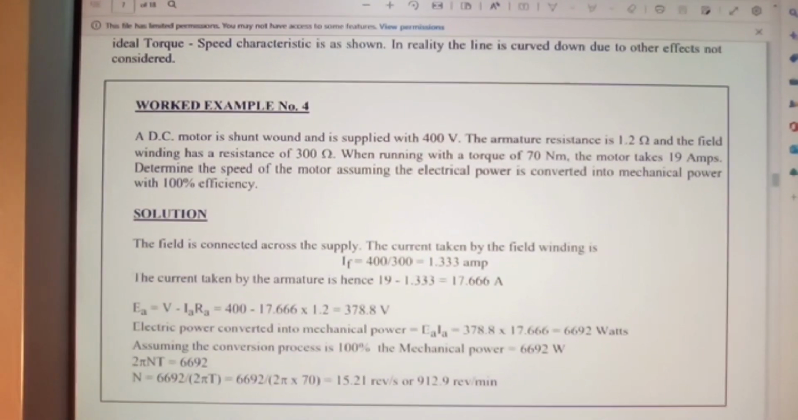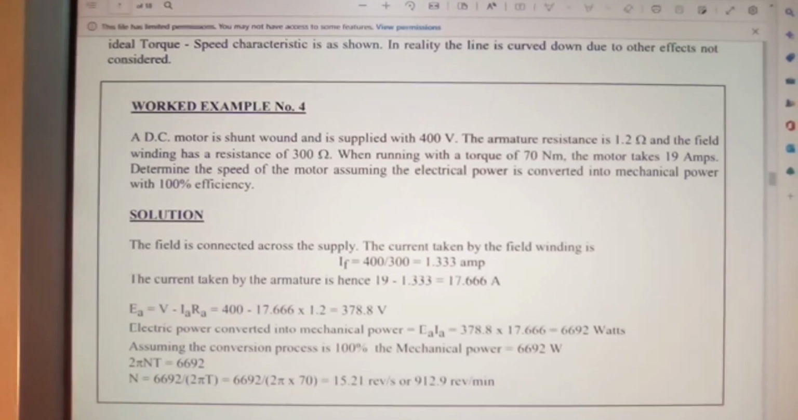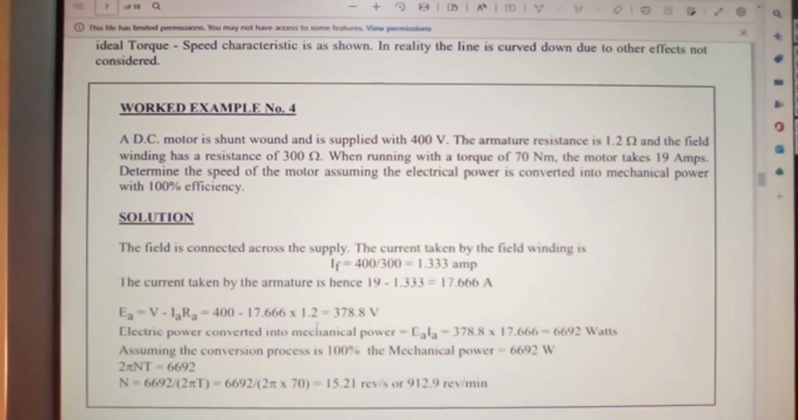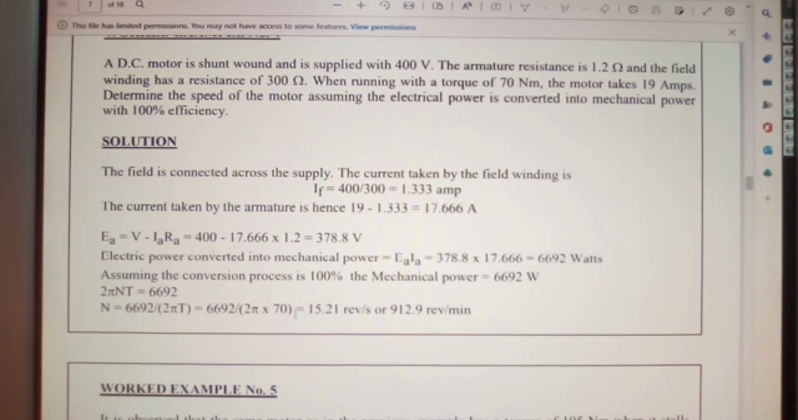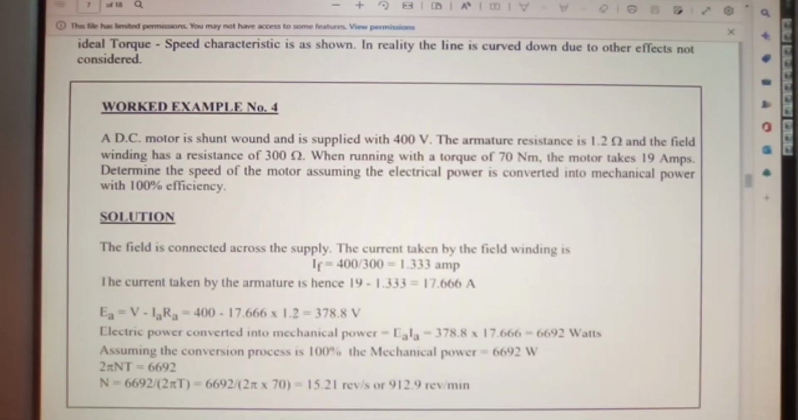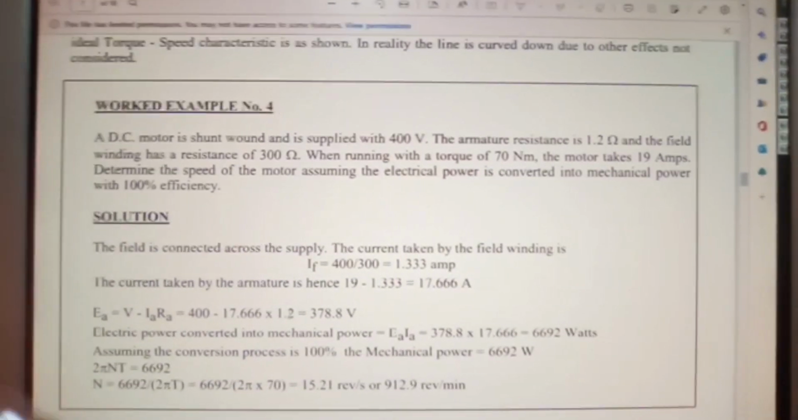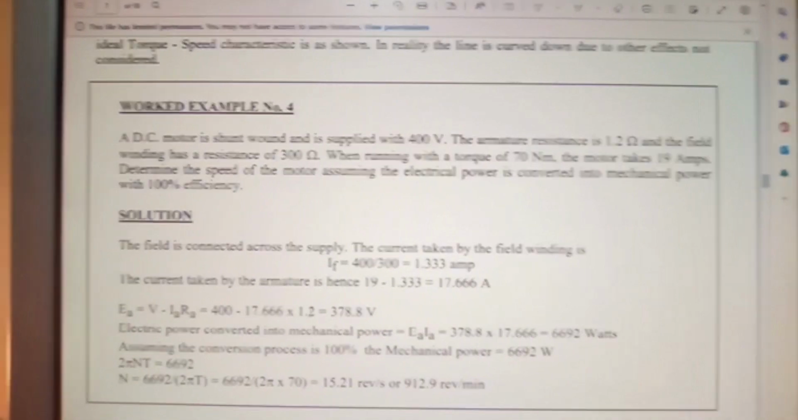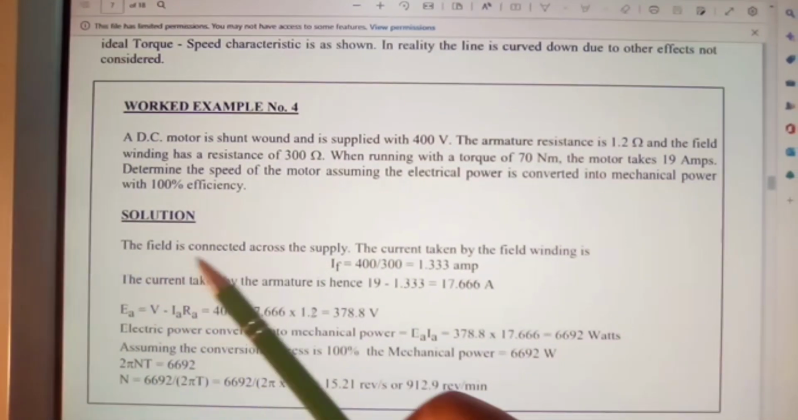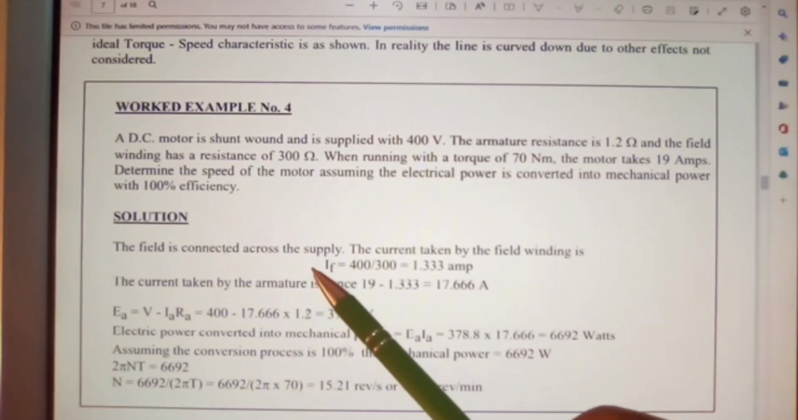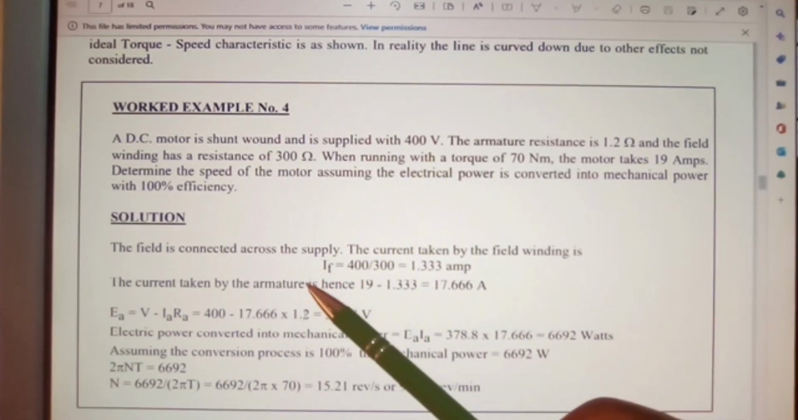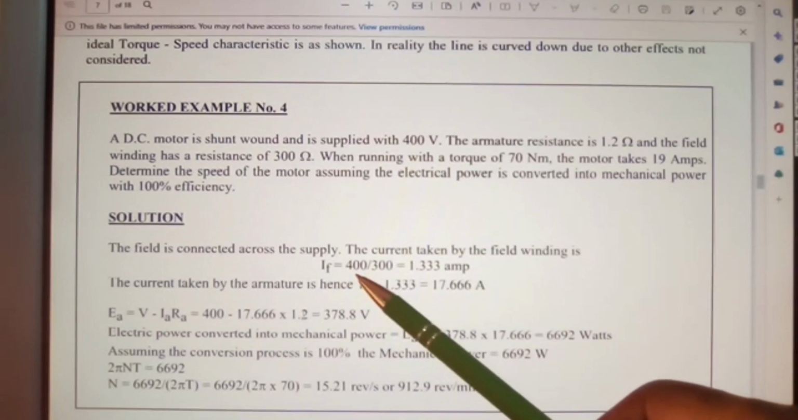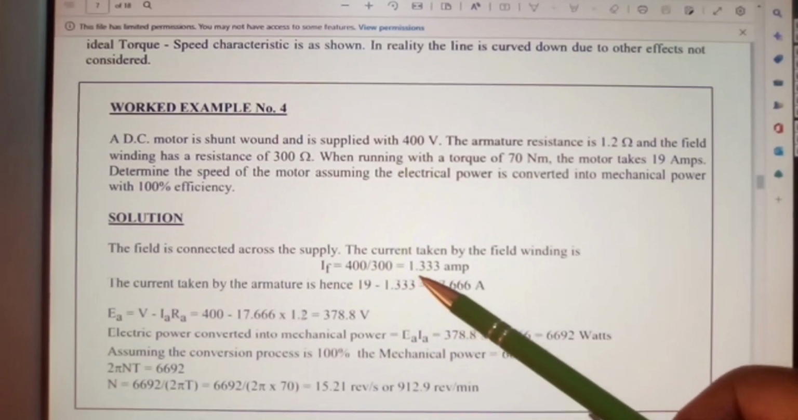Now, you need to write this out so you understand the formulation behind it, and you learn how to apply the formulas to bring it to a positive conclusion. The field is connected across the supply. The current taken by the field winding is current field equals 400 over 300 equals 1.33 amps.